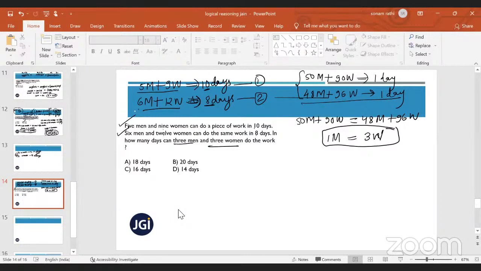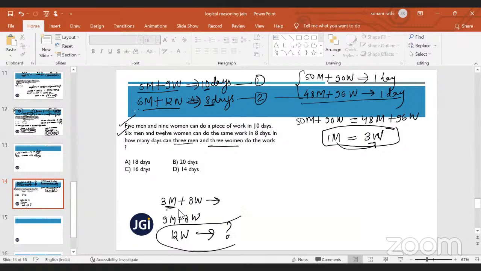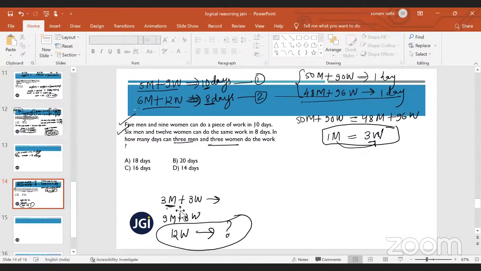3 men, 3 women. So 3 men plus 3 women you need to calculate. Convert these men into women using this. So 9 women plus 3 women, so basically 12 women. Okay, this is our question. We reduce the question only in terms of women.